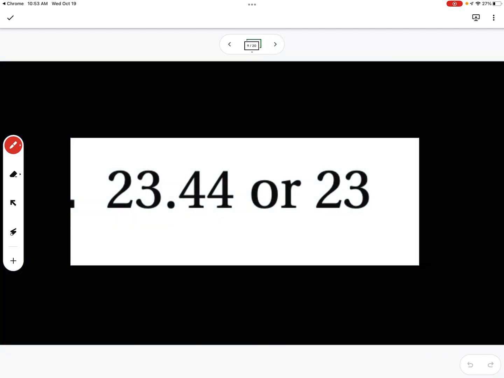23.44 versus 23. So since 23 comes with 0 tenths, 0 hundredths, and so on, but the 23.44 comes with a value in that decimal place. That's 44 hundredths, right? And so that makes 23.44 greater.